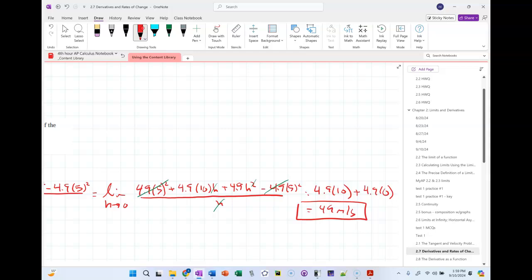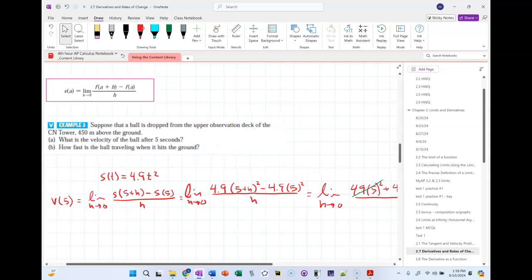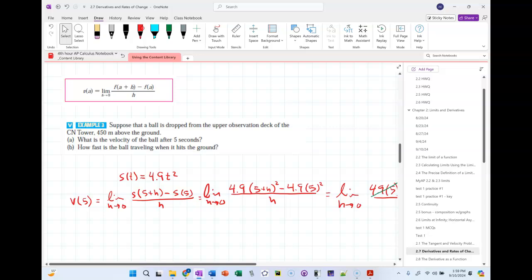Yeah, Alex. On the first part of the equation, are those s's outside of the? Yeah, so that's like s of a plus h, and then s of a. Yep. So that's a.